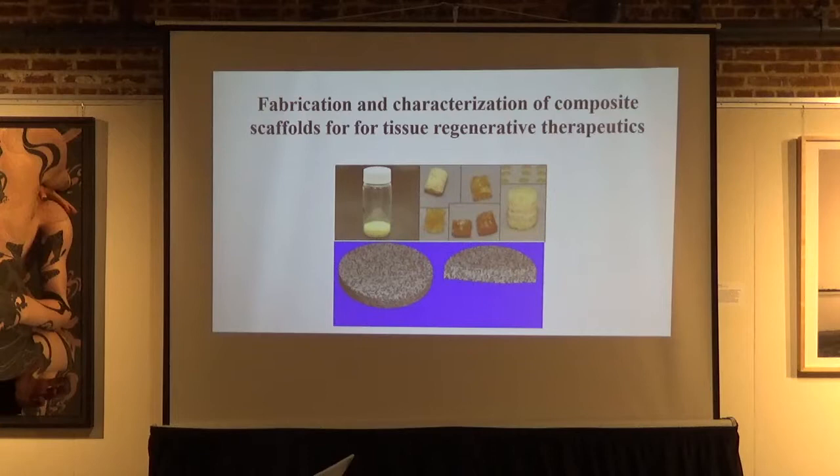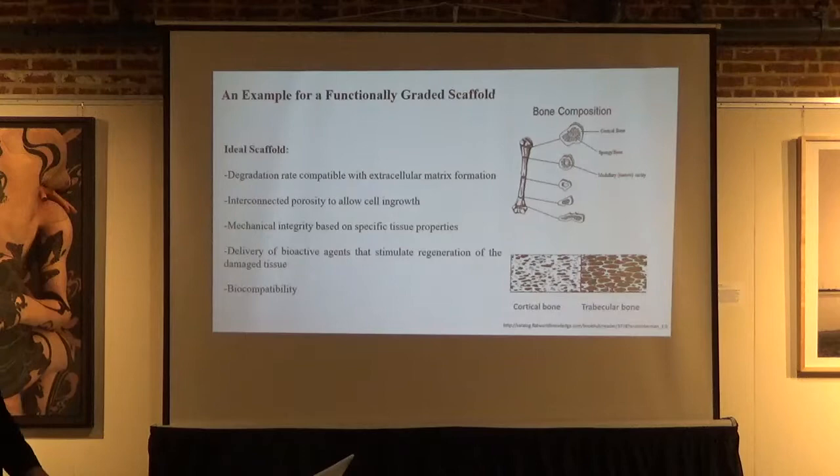So what is an ideal scaffold? An ideal scaffold is one that has to have certain must-haves. It has a degradation rate compatible with the ECM formation, so as the scaffold is degrading away, the missing tissue regenerates. It has to have interconnected porosity to allow for cell ingrowth. It has to have mechanical integrity based on the specific tissue properties.